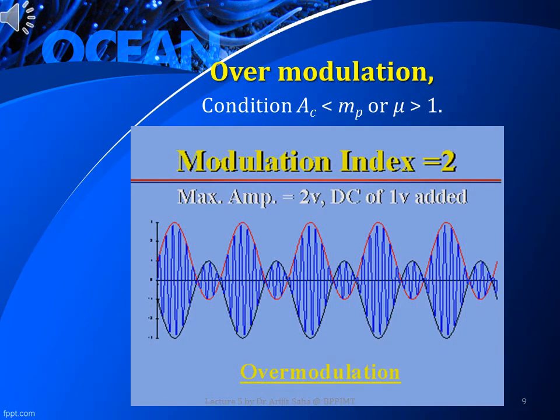Here in this case we want to show the over modulation. The condition is A_c less than m_p, or μ greater than 1. The example we have shown over here has modulation index 2. So we see a part of the modulated signal is getting rectified, which should not be the case for envelope detection.